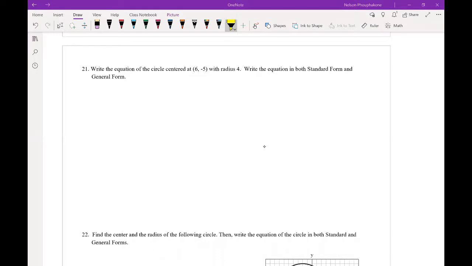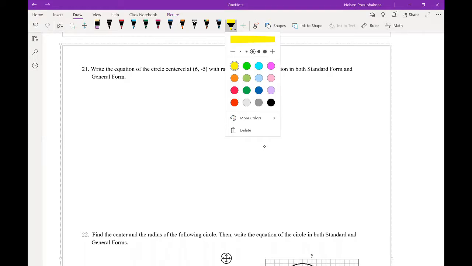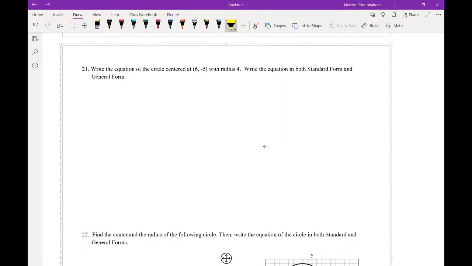Okay, so now let's do some examples of circles. In this example right here, if I want to write the equation of a circle centered at (6, -5) with radius 4, I would like to write the equation in both standard form and general form. Okay, so let's see how we do this.